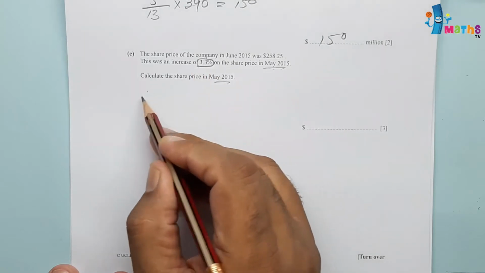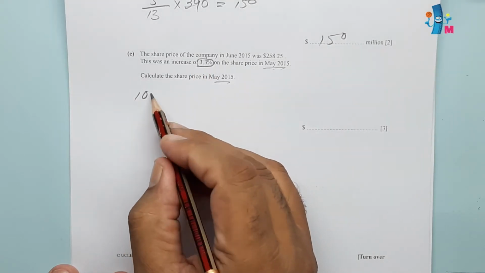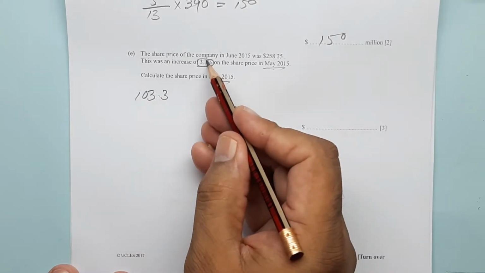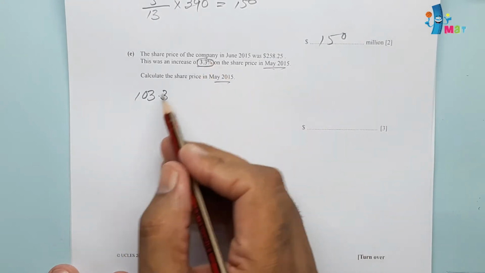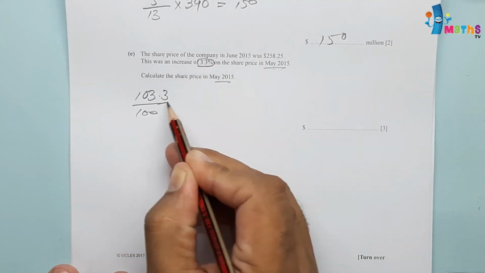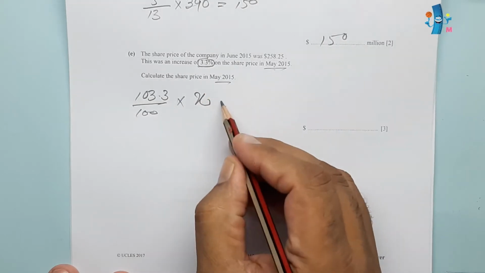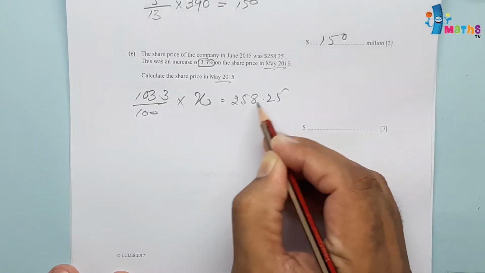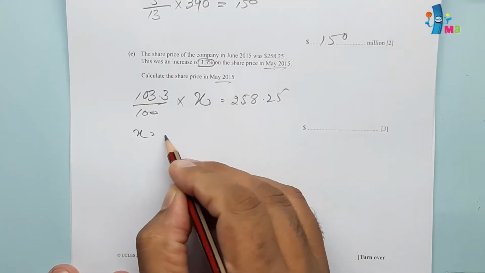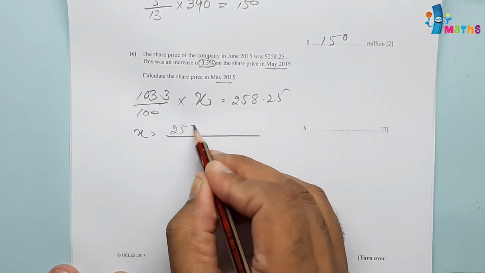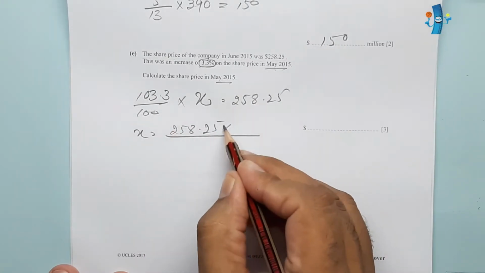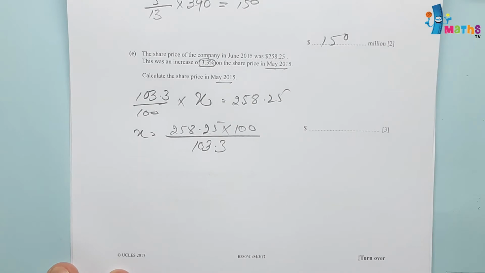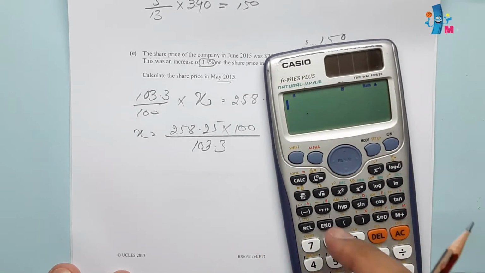The increment is 3.3%, so we'll calculate directly 103.3%. If it is an increment, we take 100 plus that increment. If it is a decrease, then we take 100 minus that percentage. So 103.3 divided by 100 into x, the original amount, will be equal to 258.25. So x will be 258.25, with 100 going to this side as numerator and 103.3 as denominator.